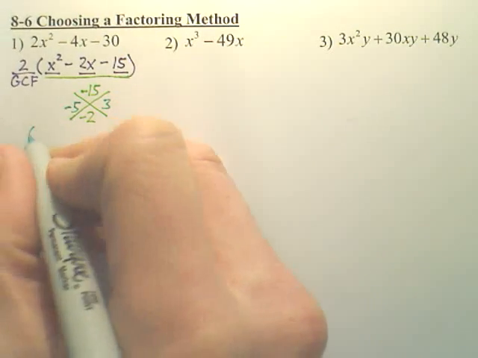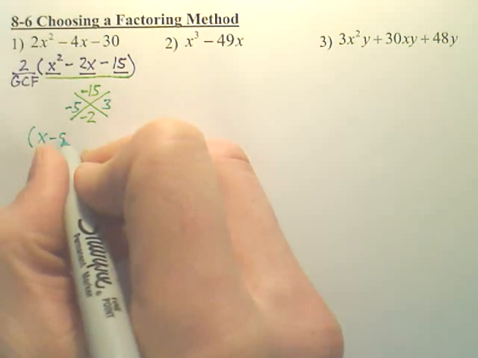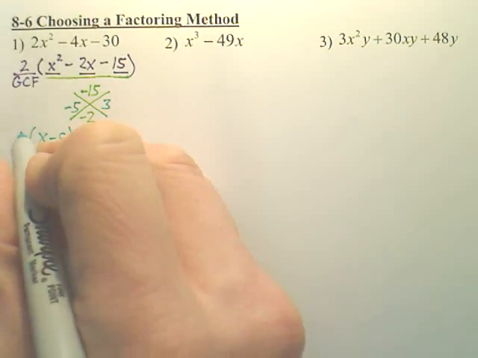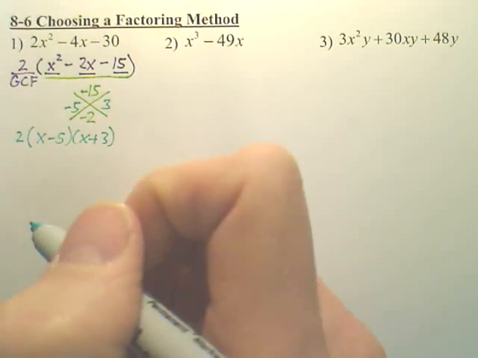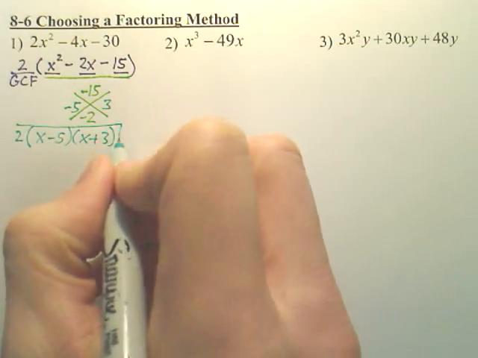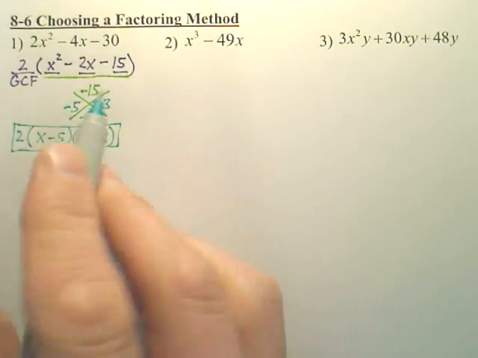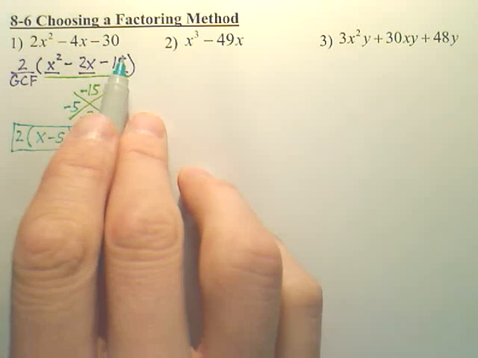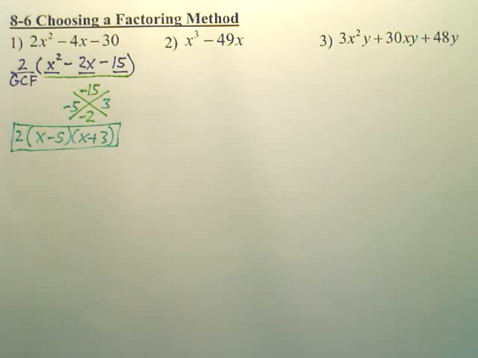So actually, doesn't that become x minus 5 and x plus 3? But don't forget the 2. The 2 is still out front, the GCF. So I factored it. Basically, once you pull out a GCF on a lot of these problems, you have to check to see if the inside still factors. And a lot of times, it will.